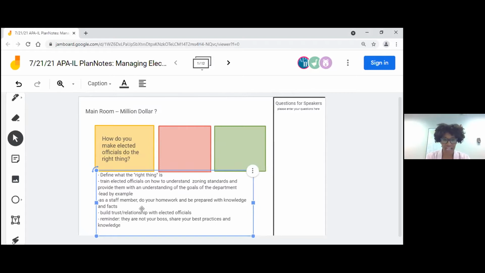Oftentimes we are blindsided in a meeting when an elected official starts to go on a rant about something. So you have to really learn and stay in tune and understand when your elected officials are posturing to the public versus what the real issues are. That can be difficult, and it takes a lot of paying attention. Building up your planner's toolbox and skill set includes trying to discern what is just political posturing and what the real issues are that they're trying to get at, so that you can best assist them.